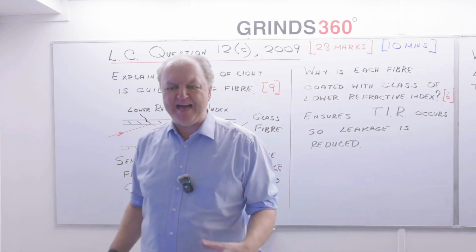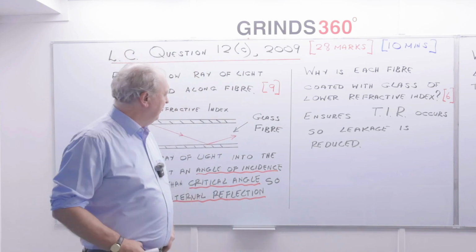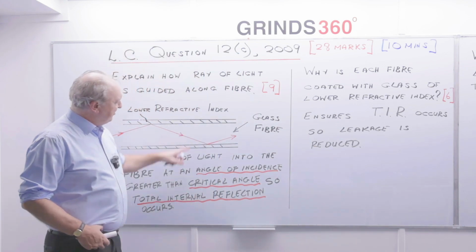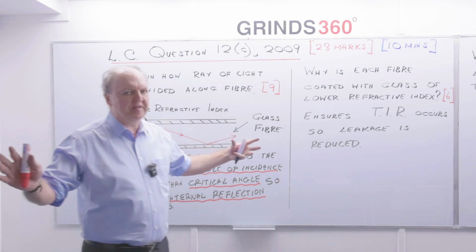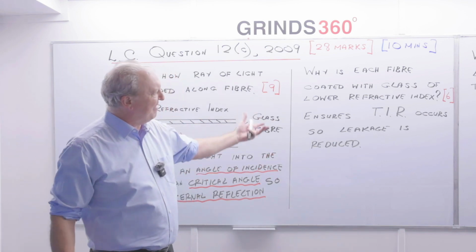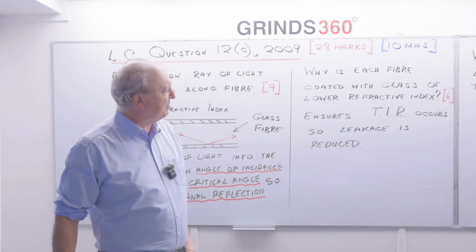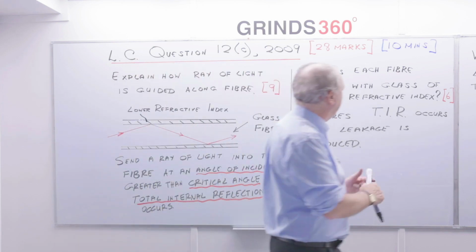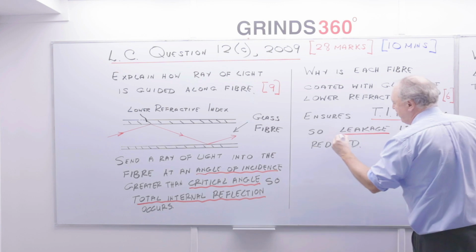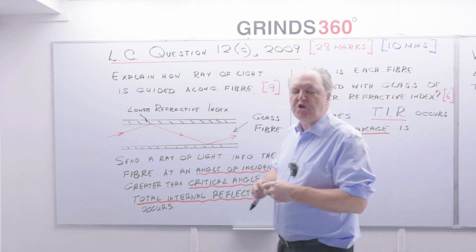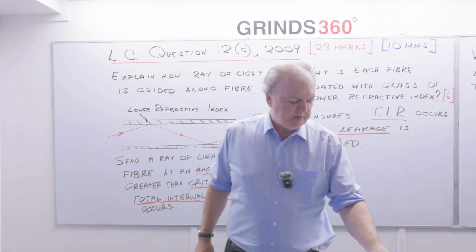The reasons for that, you're moving from a denser medium to a less dense medium. You don't really need to go into that. You can if you wish, but basically that is my answer. So we're talking about 6 marks for that, probably 3 marks for talking about the TIR, and 3 marks for talking about the leakage being reduced.